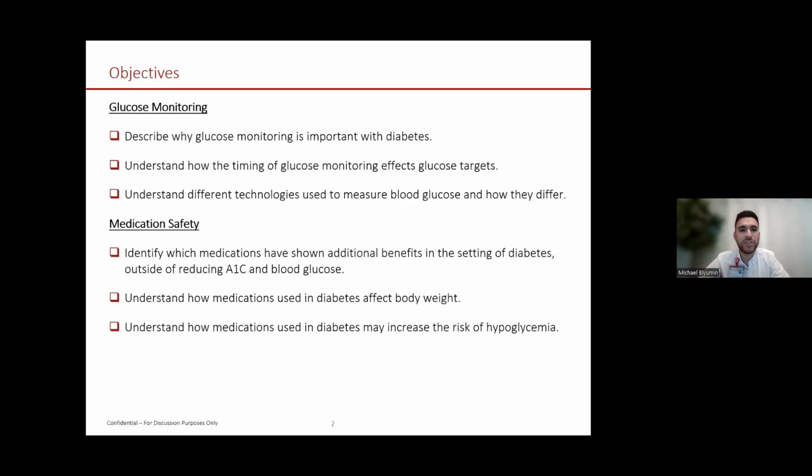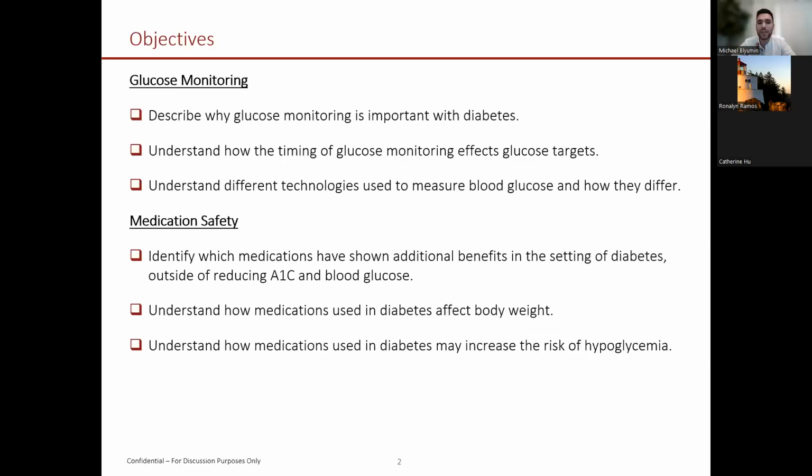So here are some of the objectives we're going to be going through today. In terms of glucose monitoring, we'll be able to describe why glucose monitoring is important with diabetes, understand the timing of glucose monitoring and its effect on glucose targets, and understand different technologies used to measure blood glucose and how these technologies differ. In terms of medication safety, we'll be able to identify which medications have additional benefits in the setting of diabetes outside of just reducing A1C and blood glucose. Be able to understand how medications used in diabetes can affect body weight and how medications used in diabetes can increase the risk of hypoglycemia or low blood sugar.